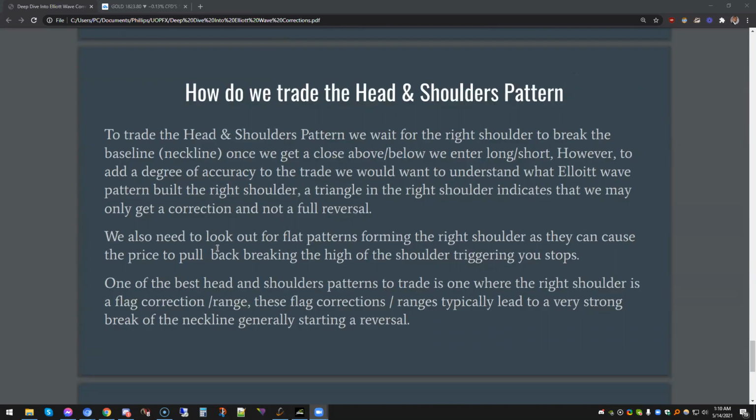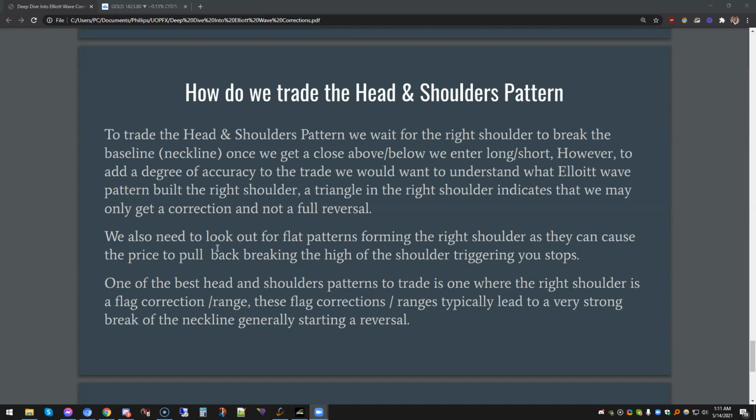Now, how do we trade the head and shoulders pattern? To trade the head and shoulders pattern, what we want to do is wait for the right shoulder to break the baseline, also known as the neckline. Okay? Once we get a close below or a close above, based on what pattern you're looking at, if you're looking at a bearish pattern, you're looking for a break and close below. If you're looking at a bullish pattern, you're looking at a break and close above the neckline or the baseline, whichever you'd like to refer to it as.